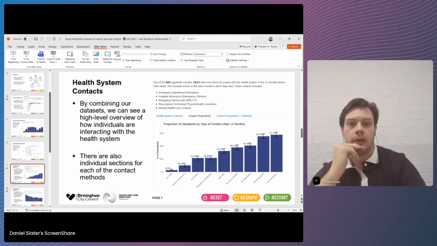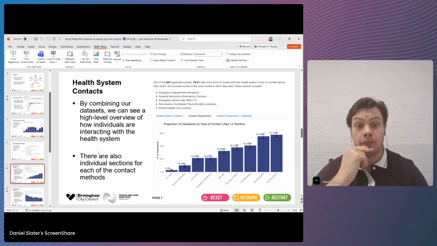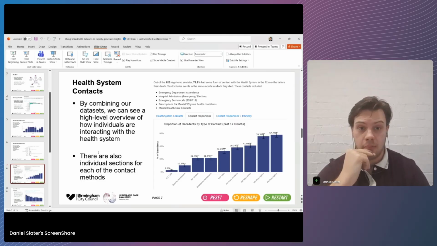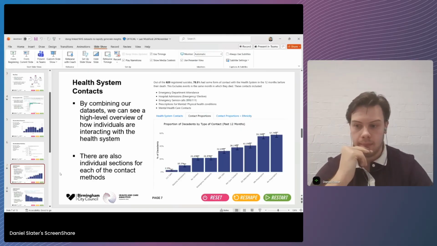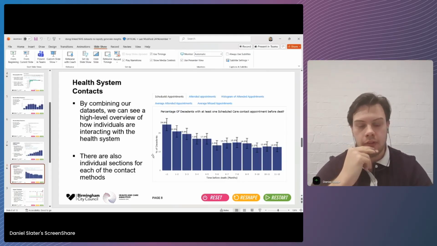And again, at the top here, we've got this high-level overview of, generally speaking, how many people have had some form of contact with the health system. So we can see that 78.5% had some form of contact through one of these different avenues in the dataset. And just to show a bit how we can look at this over time.